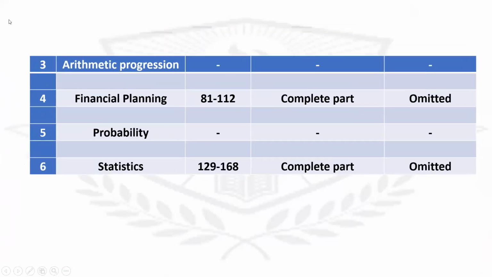You didn't have financial planning and statistics. Understand? So you've got only 4 chapters: linear equation in two variables, quadratic equations, arithmetic progression, and probability. Only 4 chapters you've got for your annual exams.